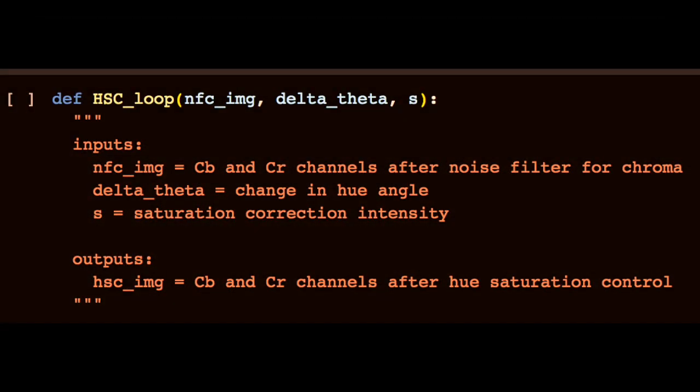Now let's have a look at the code. The HSC function takes as input the NFC image generated from the previous step, which holds the Cb and Cr channels after applying the noise filter. Next, delta theta is the hue offset and S is the saturation offset. The output is the HSC image, which stores both the Cb and Cr channels after hue saturation control.